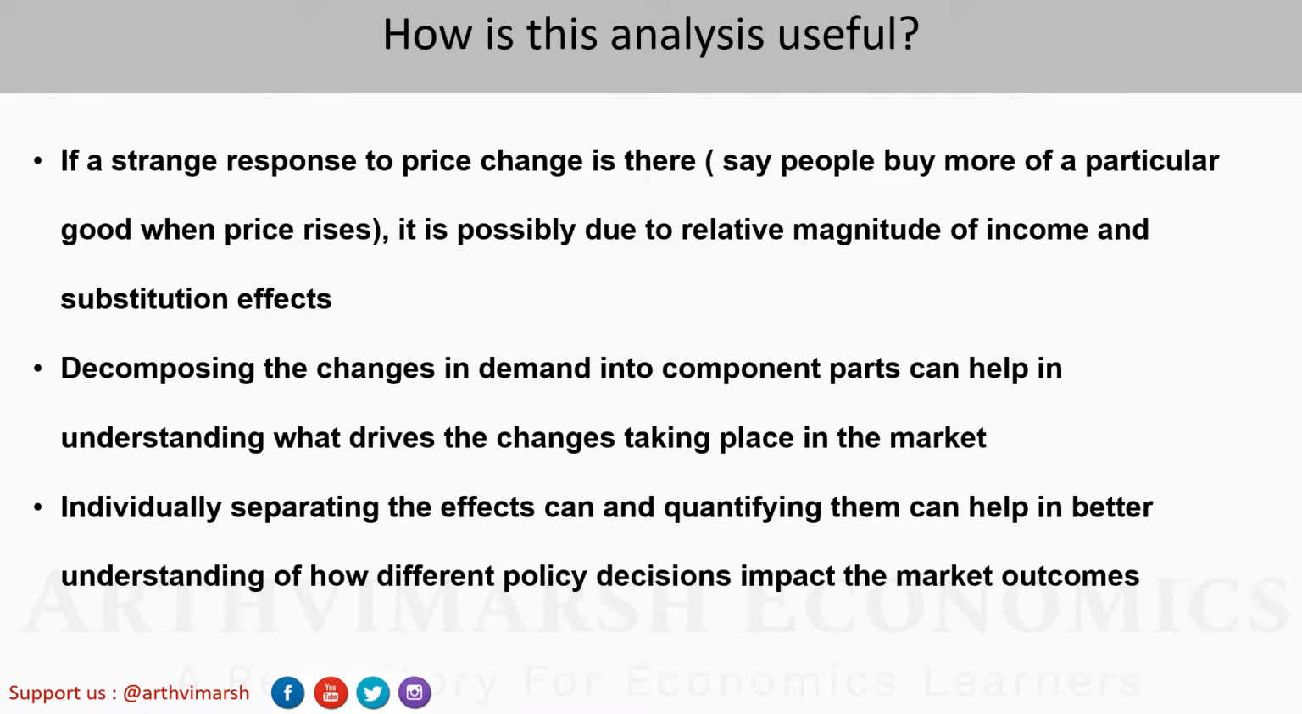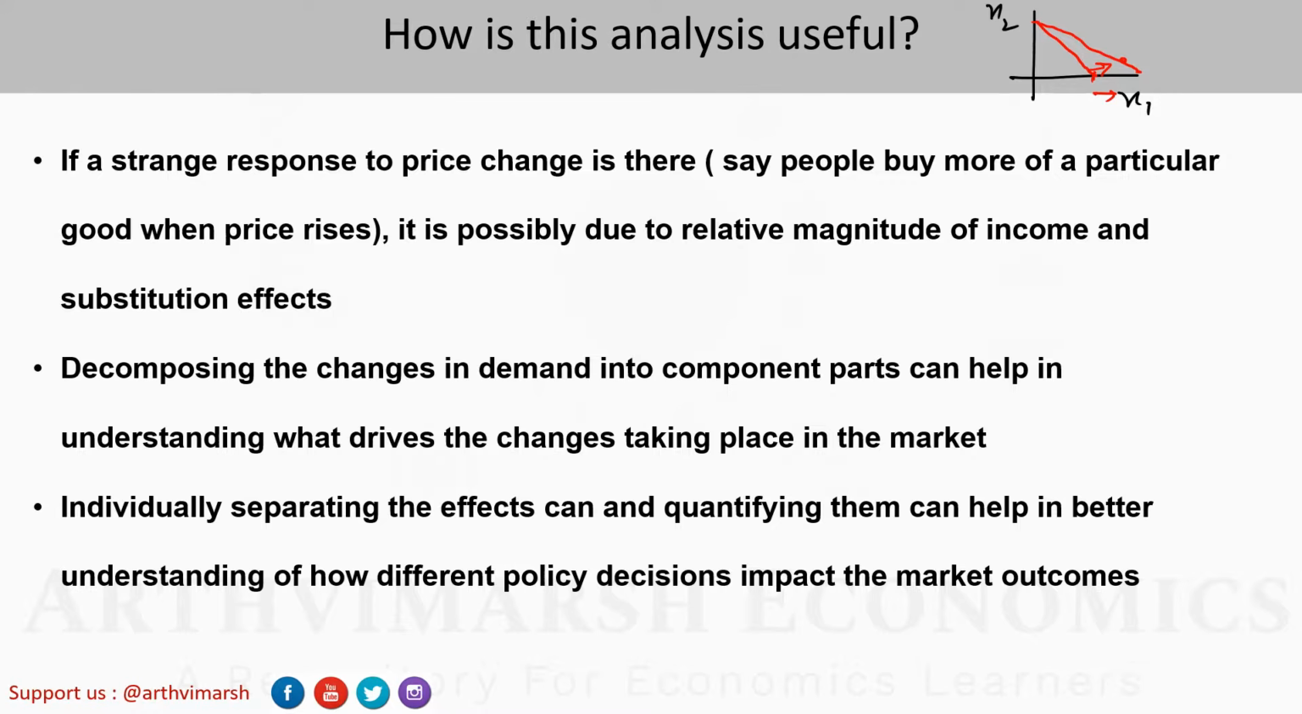Why is this analysis done, and how is it useful? We have been talking about the two commodity case, X1 and X2, and in the market the price of one of the commodities changes. If this is a budget line, the one I am marking in red, and X1 becomes cheaper, we know that our budget line tends to rotate outwards, right? So we can buy more of X1 if X1 is becoming cheaper.